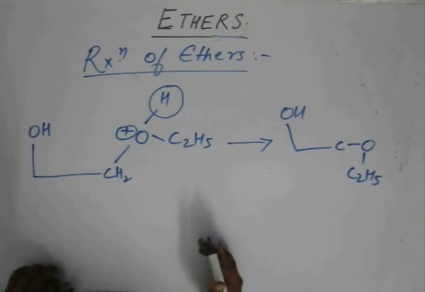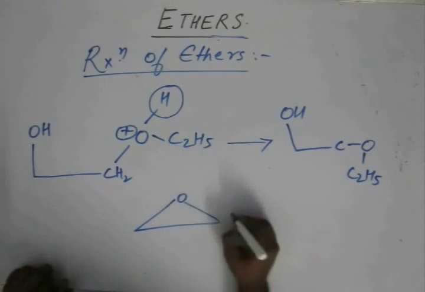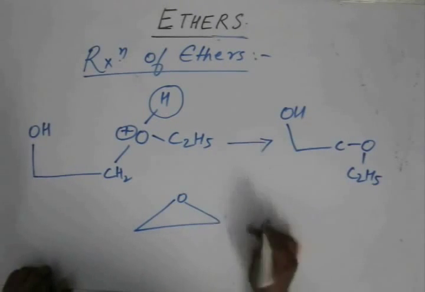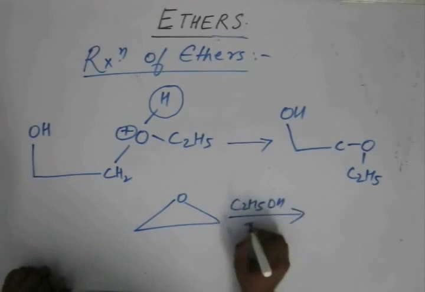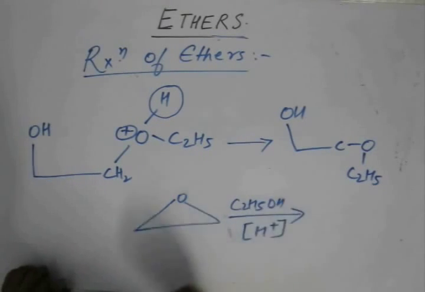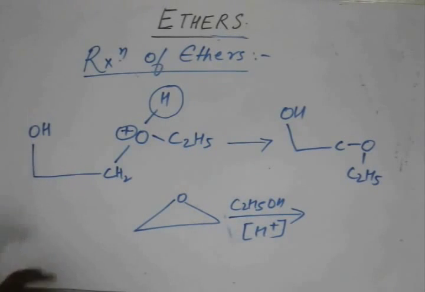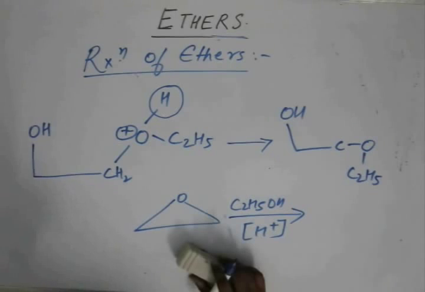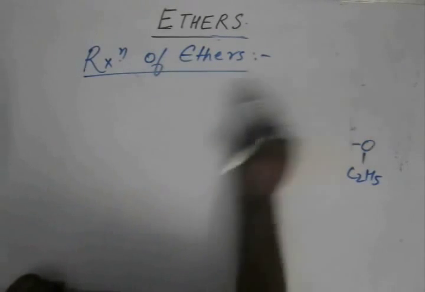What is happening when an epoxide reacts with C2H5OH, a base, in presence of an acid? I hope you understand this. I am taking up one more example for you to understand this reaction better.